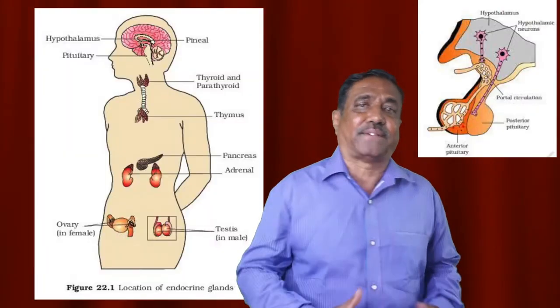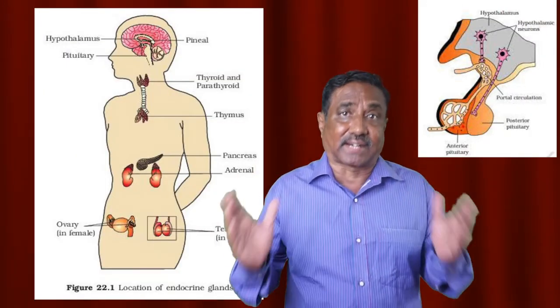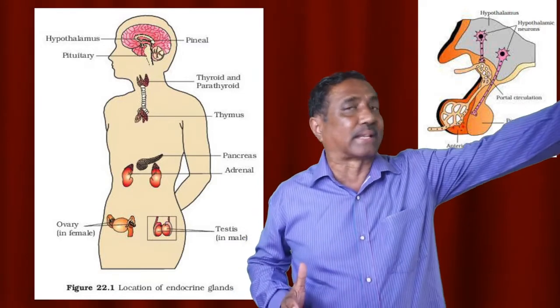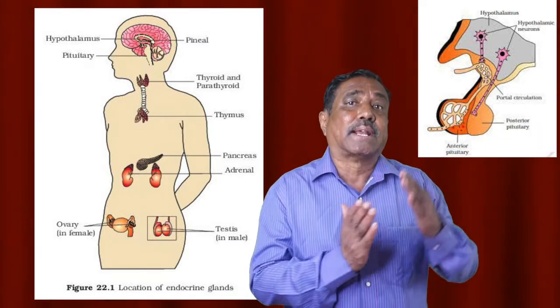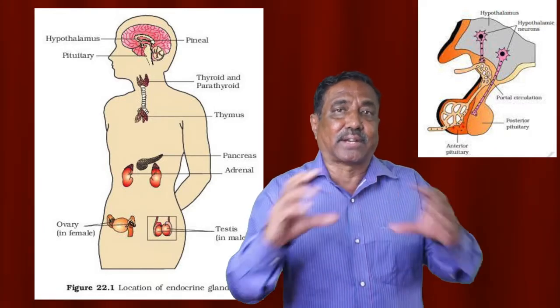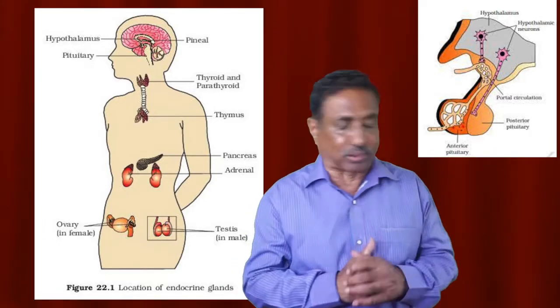Let me continue with chapter 22, the last chapter in first PUC, chemical coordination and integration. The chapter begins with the hormones. Glands are meant for secretion. There are certain glands which do not have ducts to carry over their secretion. They are called ductless glands or endocrine glands. These endocrine glands secrete hormones.